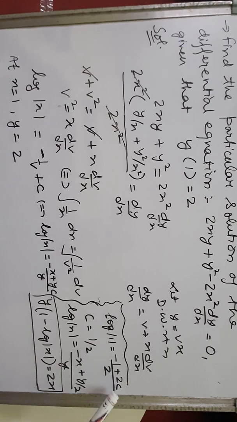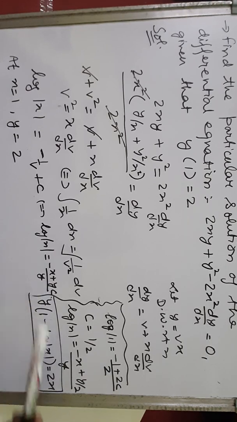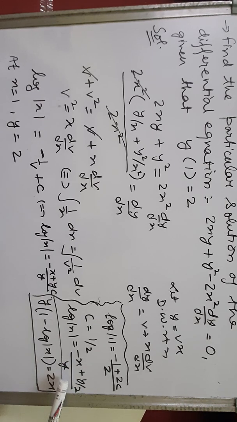When we substitute the value of c here, then log mod of x will be minus (x plus y by 2) whole upon y. So we can cross multiply y and then simplify, then we'll get this answer, or this much is also correct. This is more simplified form. Please note down the solution, children.